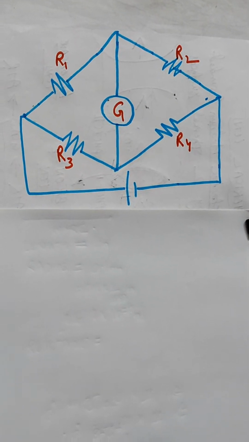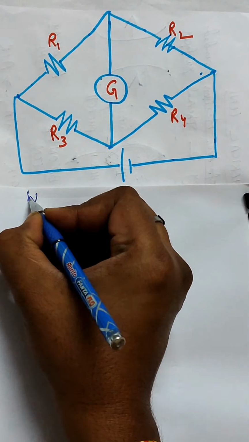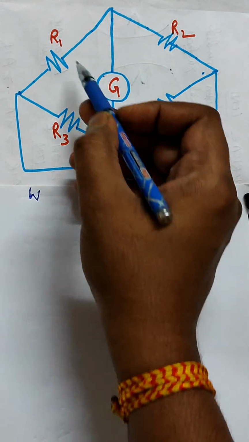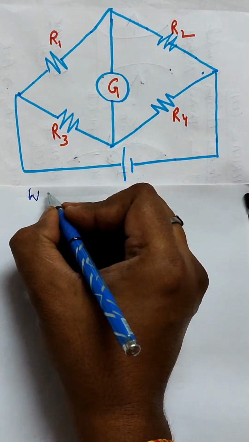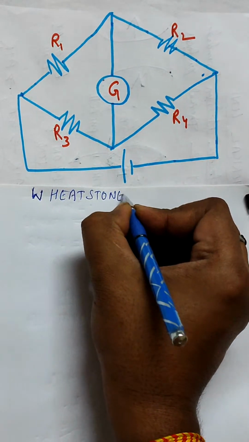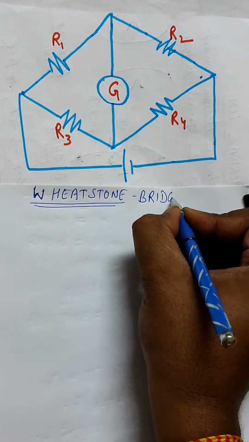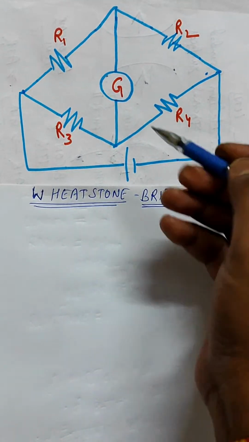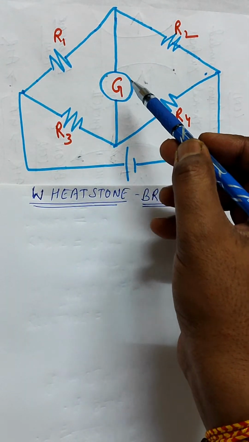One concept is the Wheatstone bridge, where four resistances R1, R2, R3 and R4 are connected across all the four branches of an electrical circuit, and the arrangement looks like this. In the Wheatstone bridge, what is the principle which is followed? Let us see. In this bridge, four resistances and one galvanometer are used.